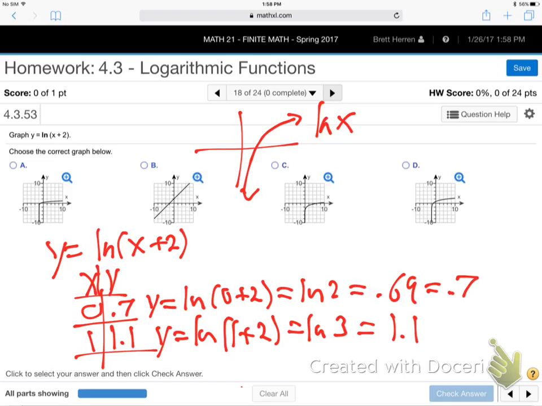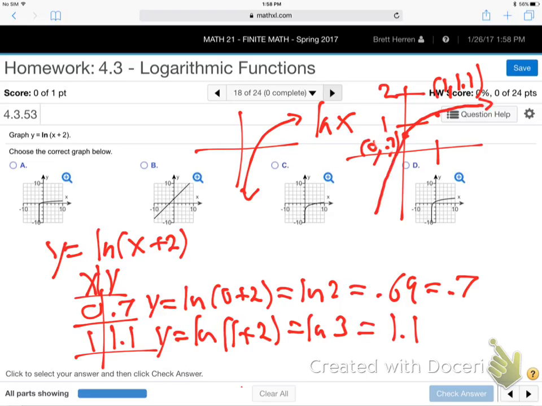Okay, so now let's put those points on the graph. Over 0, so here's 1, 2, here's 1. Over 0, up 0.7. It's about right there. And over 1, up 1.1. It's about right there. This one is over 0, up 0.7, isn't it? Whoops, I messed that up. Over 0, up 0.7. And you know it goes like this, because I told you it's a bowl turned down.